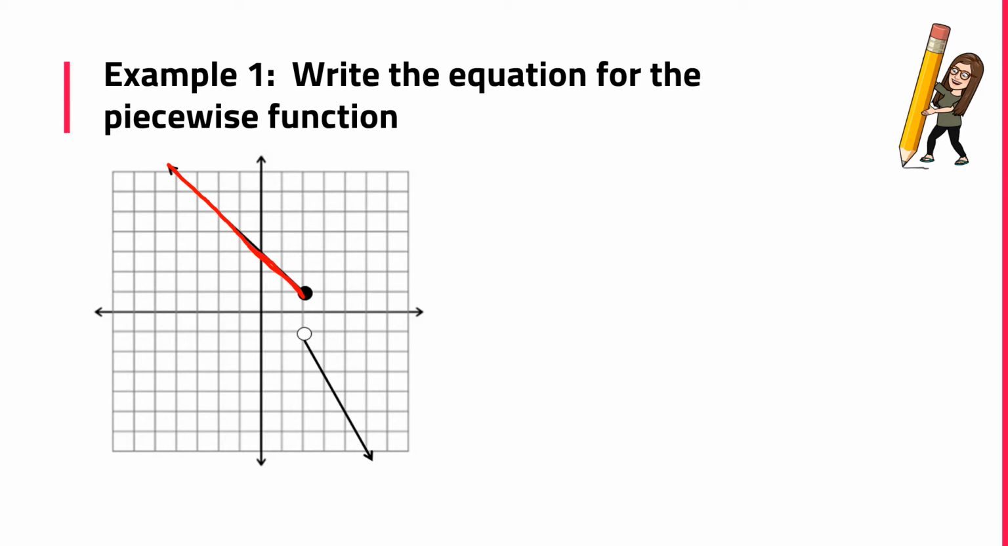Now, it's a line. So my mind goes to slope-intercept form. y equals mx plus b. I need to find my slope, and I need to find my y-intercept. And I can count. My y-intercept is 3. My slope is down 1, right 1, down 1, right 1. So my slope is -1.